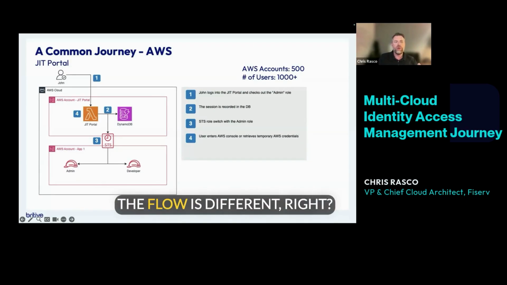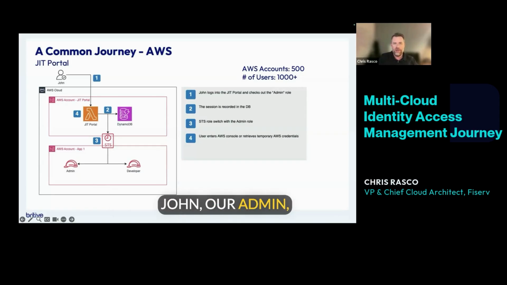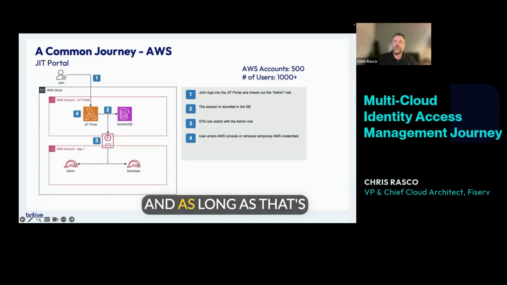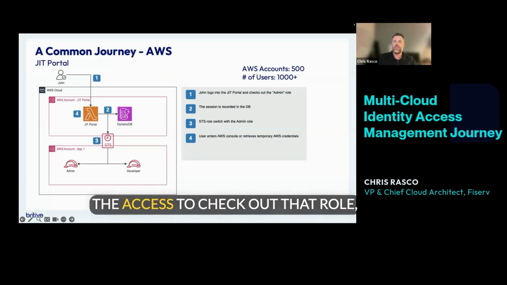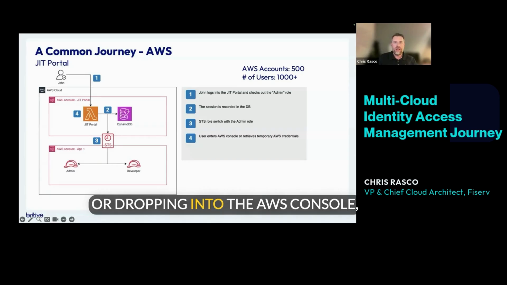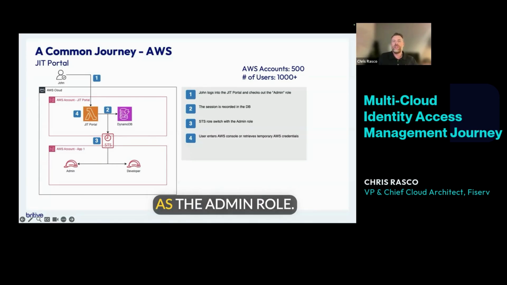And so you can see here the flow is different, right? The user, John, our admin, logs into this just-in-time portal and says, I want to use the admin role for our app account. And so he checks it out. As long as he has the access to check out that role, we record the session in Dynamo. Then we do some magic with STS and role switching, and we present John with the option of either grabbing some temporary credentials that are time-bound or dropping into the AWS console into that account as the admin role. And so this was a game changer for us.